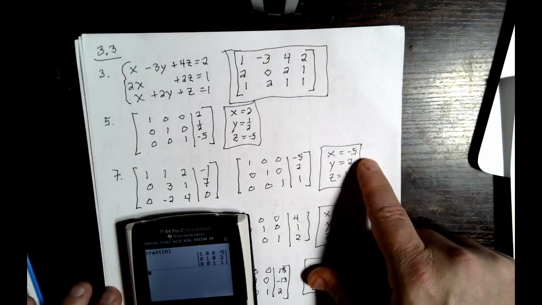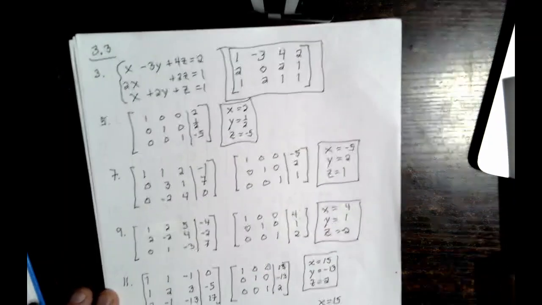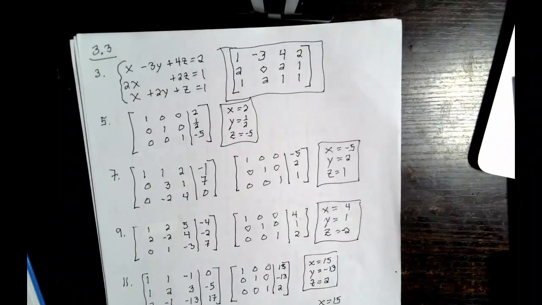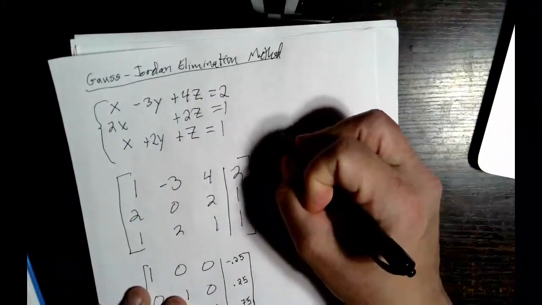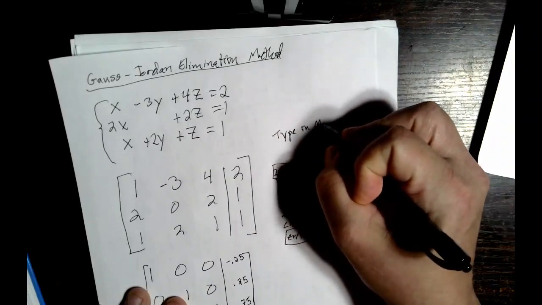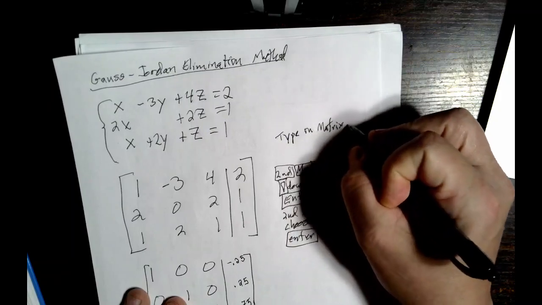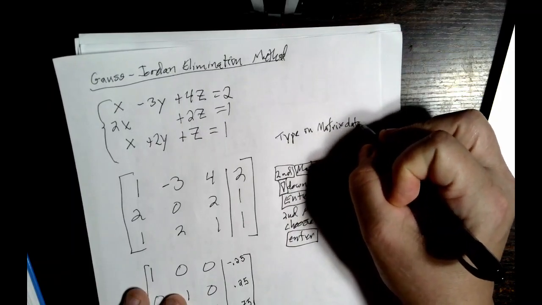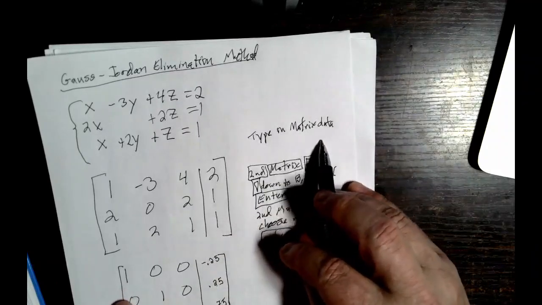And so your x is -5, your y is 2, and your z is 1. So you'll do that with each one of these. Each one of these, you'll type in your matrix data. You've got to type in how many rows, how many columns, and each element of the matrix.